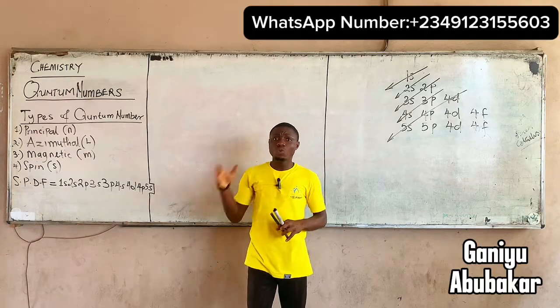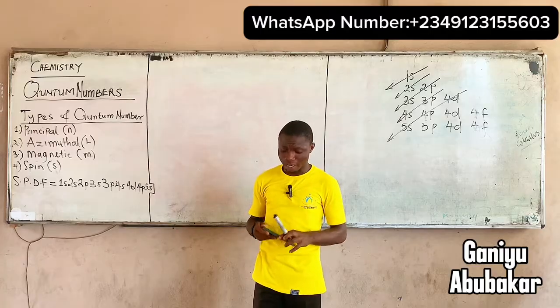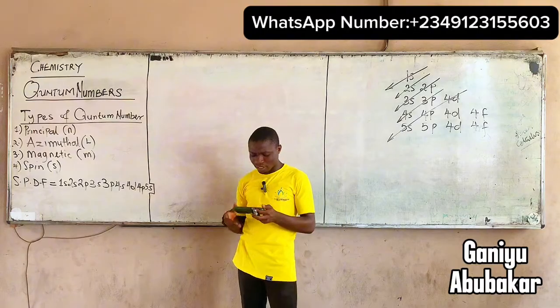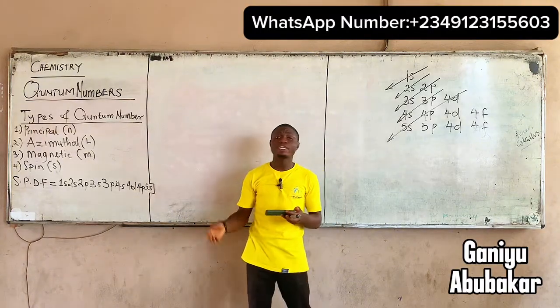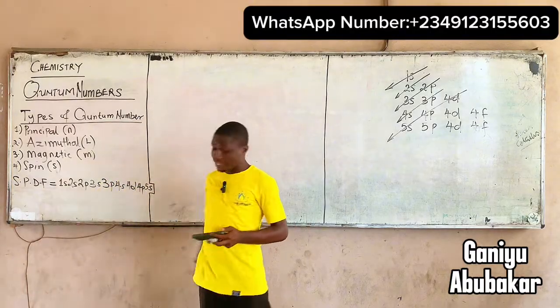We said usually we work with SPDF when it comes to the concept of quantum numbers. So now let's look at some examples to further explain the concepts behind principal, azimuthal, magnetic, and spin.